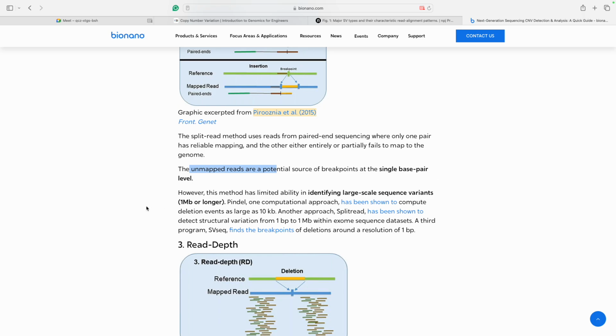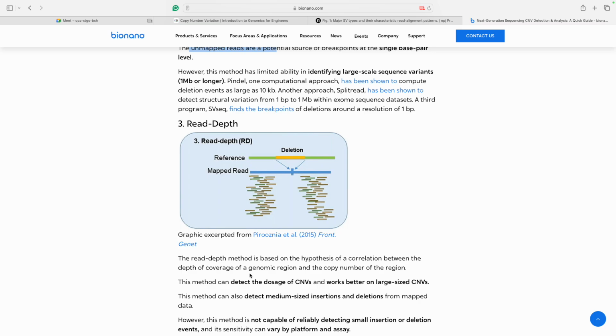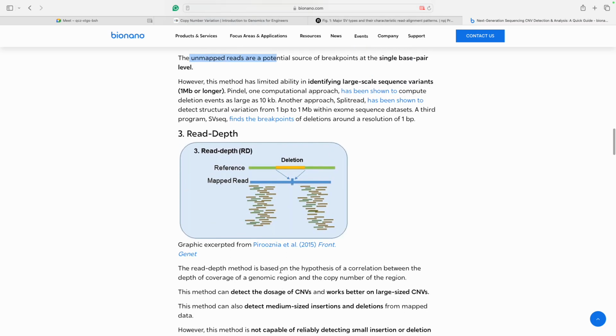While in case of read depth, what happens is there is a difference in the read counts. Here there is no splitting, but there is a difference in the read count, where in one case there is a higher number of reads, while in the other case there is a smaller number of reads. But it does not give us the information about where the breakpoints have happened, because here the reads are intact.